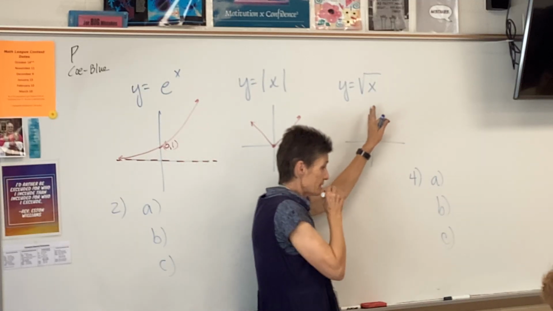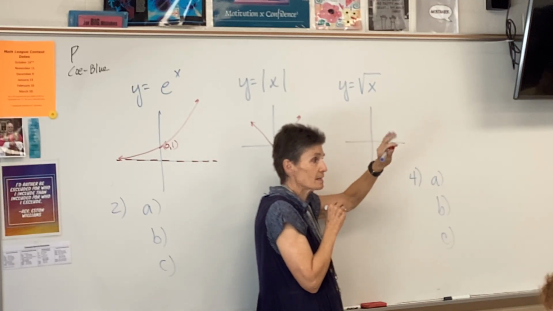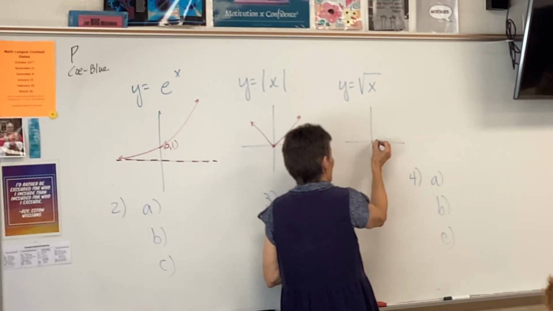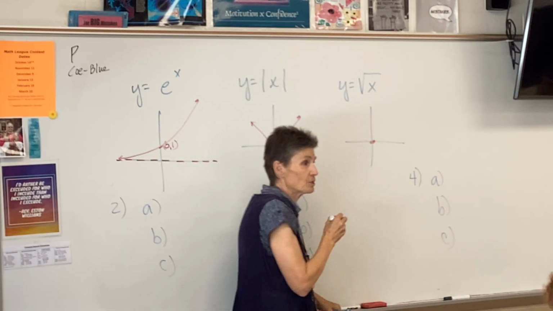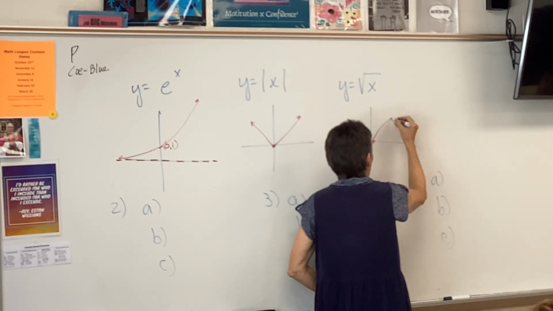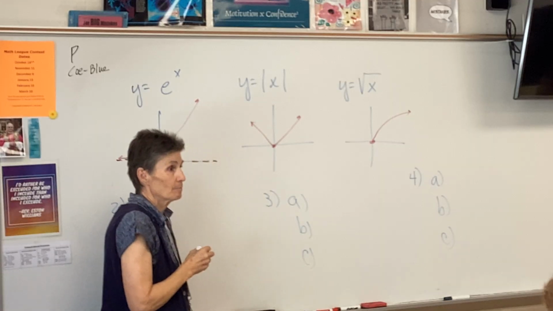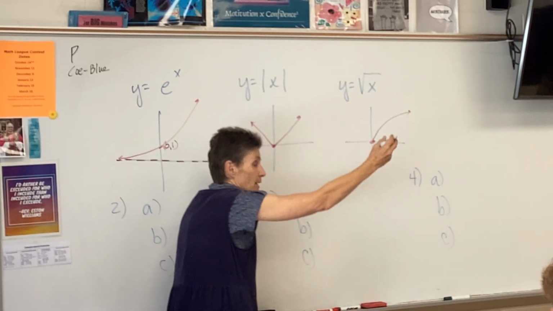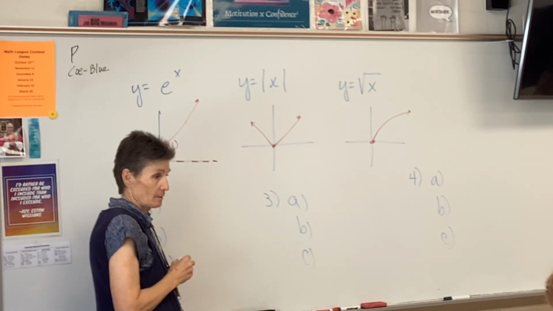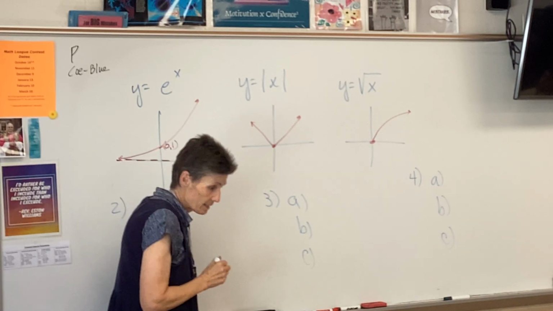And this is your square root function, which has an initial point at the origin, and it goes up and out. Make sure it looks like that on the paper, okay? Make sure it's going up and out like that. We good there? All right, now what do we got?